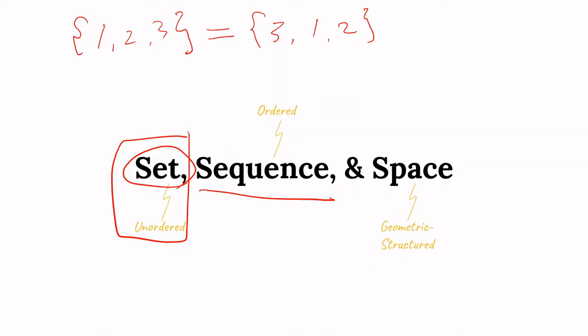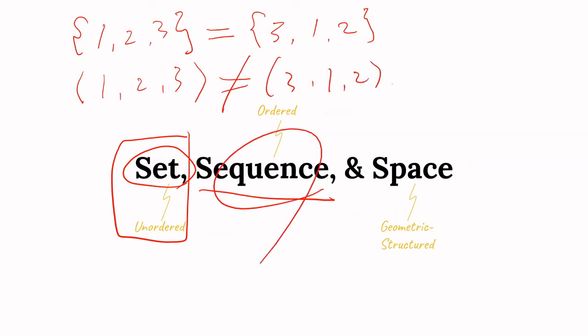Okay, so for the sequence type data, and to differentiate them, I'm gonna use just the parentheses. Then for the sequence type data, 1, 2, 3 is obviously different from 3, 1, 2. Okay, so that's the sequence type data. You can also think of a form of data that has some geometric structure.